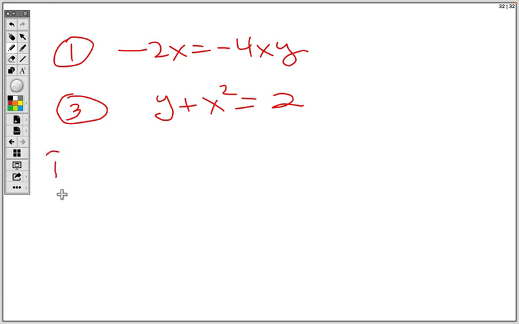So I can work on equation 1. So what could I do to simplify equation 1? Or how do you want to proceed here?